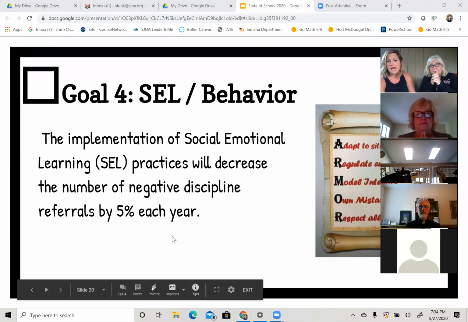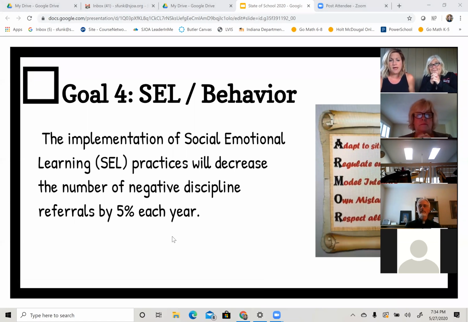Yeah. And as you can see in the goal, we know from research that these practices work. And we know that we will continue to see a decline in our behavior issues, which just makes more room for learning, right? Right. Okay.